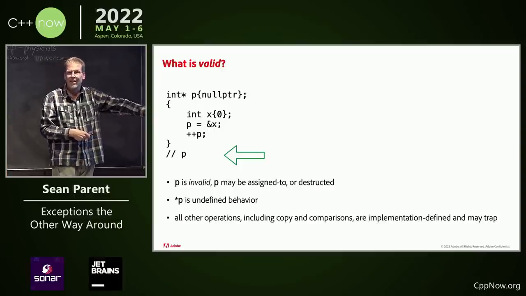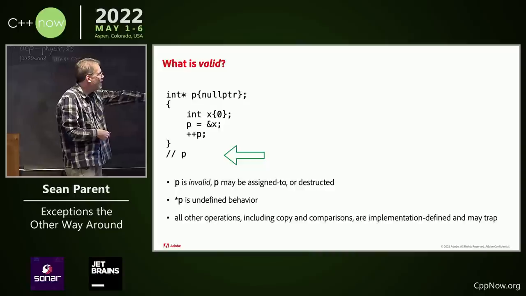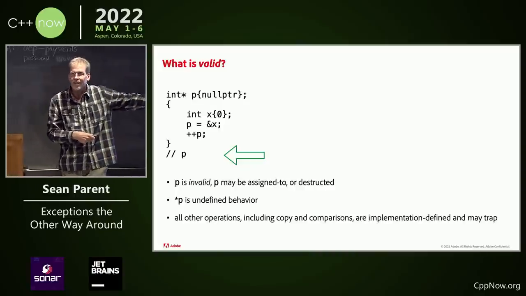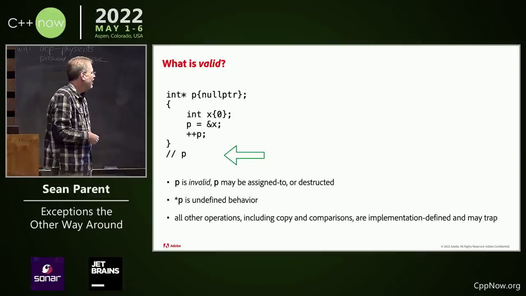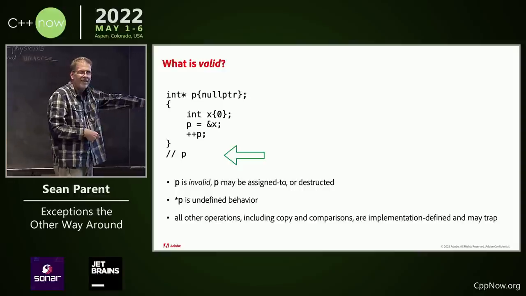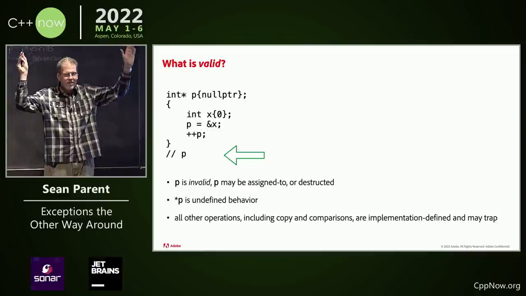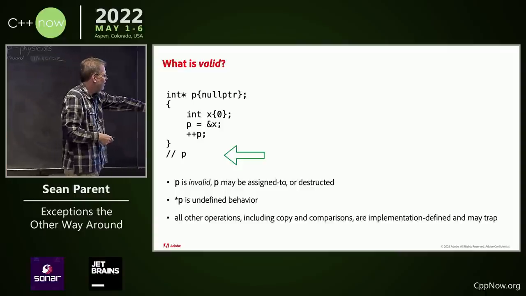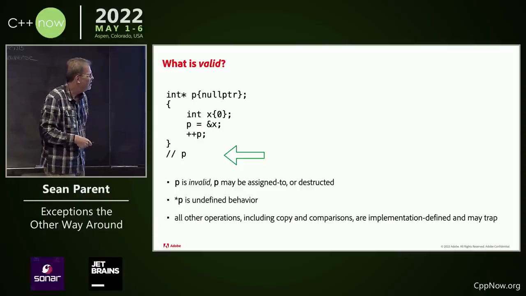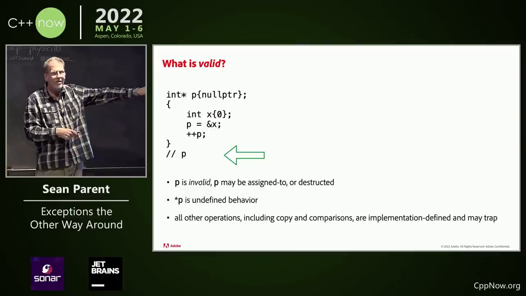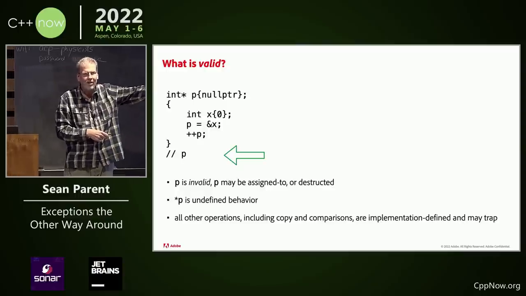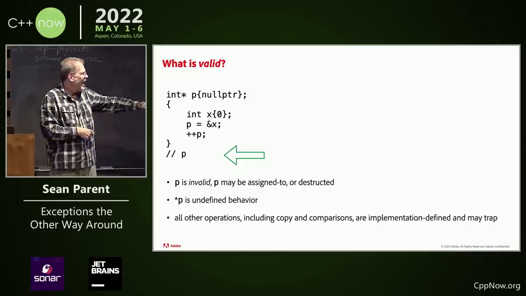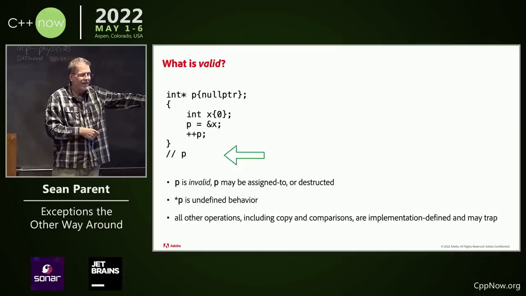This is spooky action at a distance. P may be assigned to or destructed. That's what the standard says. You can assign to it or you can destruct it. Dereferencing P is undefined behavior. It can launch the missiles and kill your family dog. All the other operations, including copy and comparisons, are implementation defined behavior and may trap, may call terminate, according to the standard.